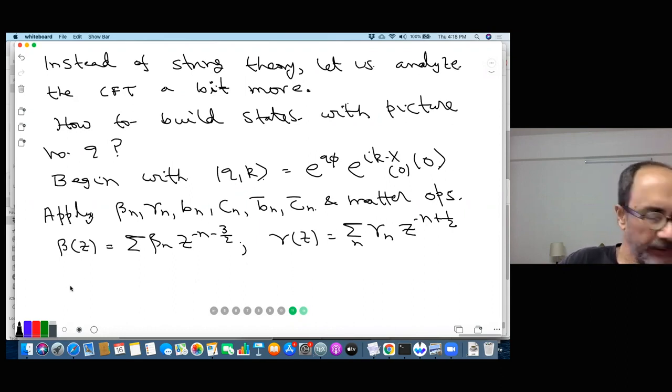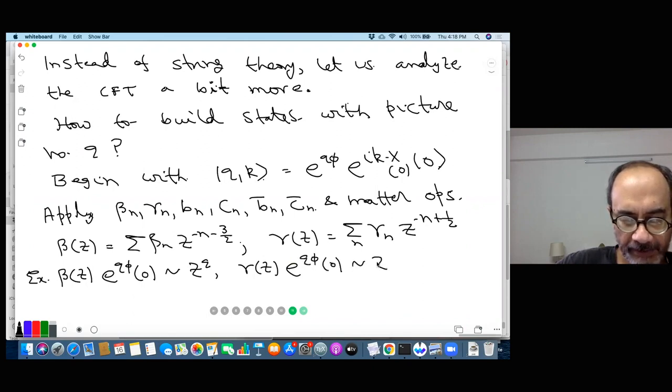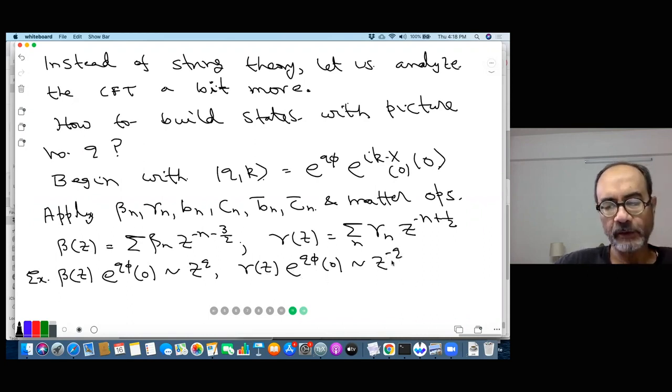Now combine this with the following lesson, that beta z e to the q phi of 0 goes as z to the q. Because beta z, let me remind you, had this del z e to the minus phi, right? So if you calculate the OPE using the rules that I gave you, you can easily check that this goes as z to the q. Okay. And gamma z e to the q phi of 0 goes as z to the minus q. Because gamma has eta e to the phi, so that OPE gives you z to the minus q.